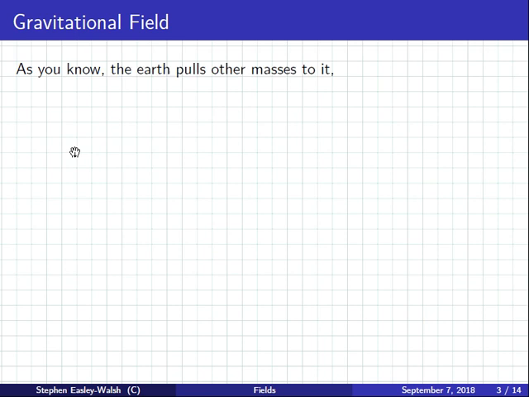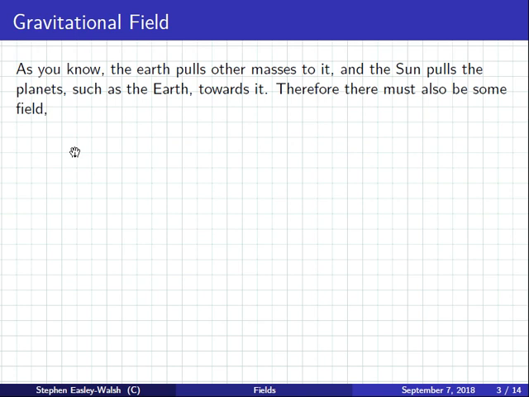As you know, the Earth pulls other masses to it, and the Sun pulls the planets, such as the Earth. Therefore, there must be some kind of field, like an electric field or a magnetic field. So, remember we said if this is a proton, there's a field around it. And if I bring the electron close to it, then it gets pulled in. Same with a magnetic field. Remember we drew the magnetic field lines. So there must be some kind of gravitational field that pulls things in.